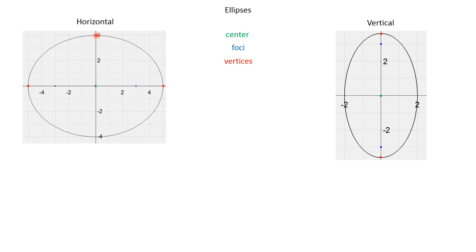If we go the other way, we have what are called... I forgot. I put major axis in here. The major axis is the line that connects the two vertices. So it connects the vertices and it goes through the foci. So in a horizontal one, it's horizontal. In a vertical one, it's vertical.